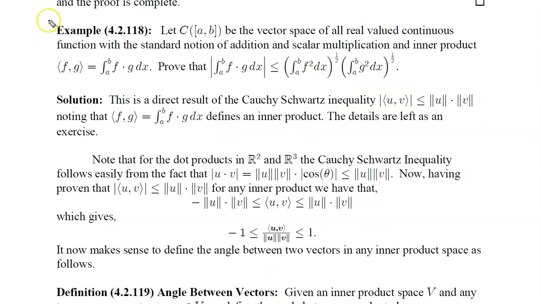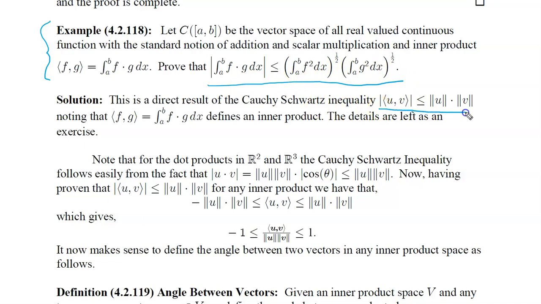Now in your readings, just take note of this example right here. It verifies an important inequality in analysis. This inequality right here, so the integral from a to b of the product of two continuous functions, the absolute value of that is less than or equal to the integral from a to b of f squared to the 1/2 power times the integral from a to b of g squared to the 1/2 power. That's actually an important inequality in analysis, and the way you verify it is from the Cauchy-Schwarz inequality.